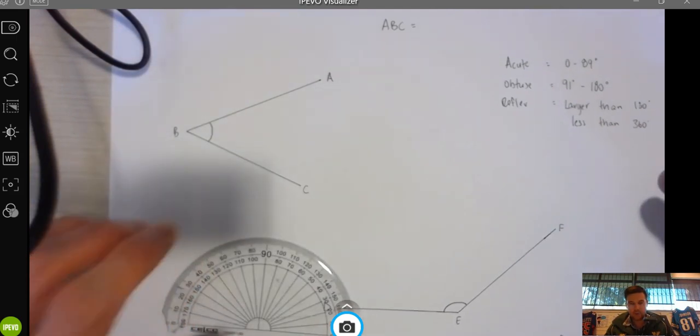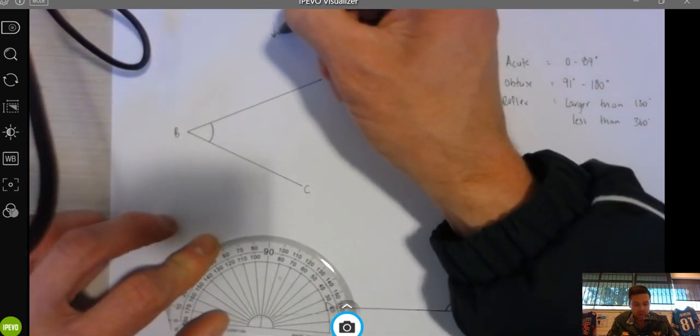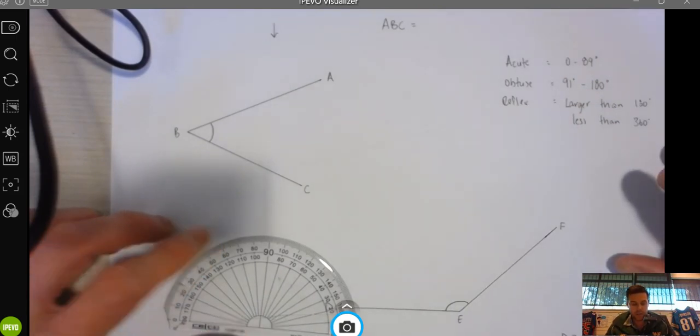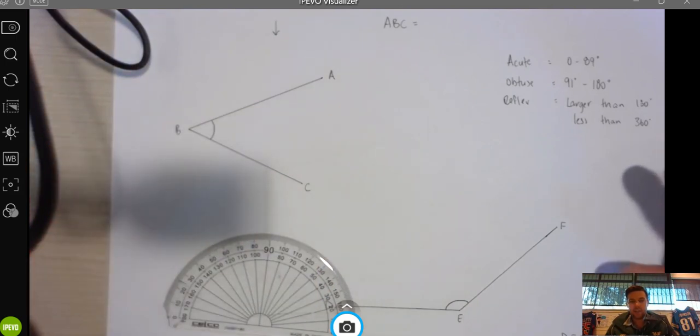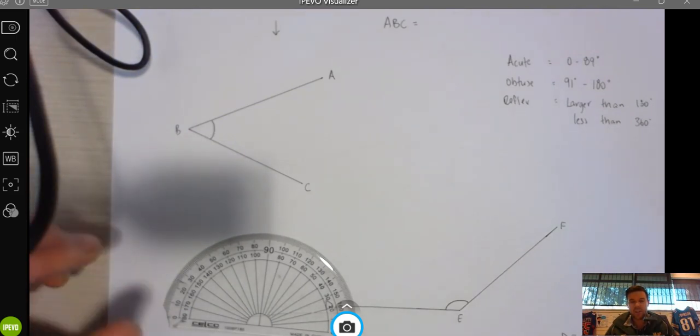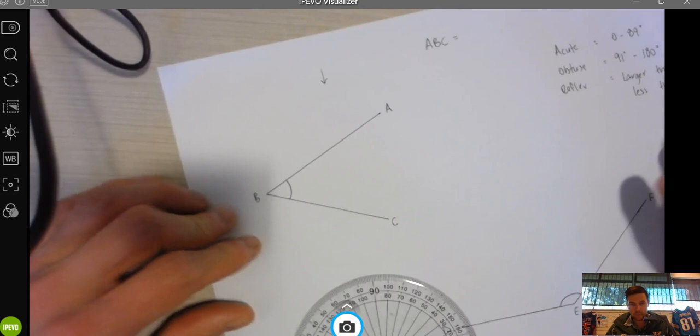Okay, so let's have a look. Let's practice measuring some angles. Let's look at this one over here first. Now, we should be able to identify by looking at this angle that it's an acute angle. So we're looking at numbers that are between 0 and 90 degrees because it's less than 90. Remember, a right angle is 90 degrees. So, the way we do this, now this is a bit of a trick.